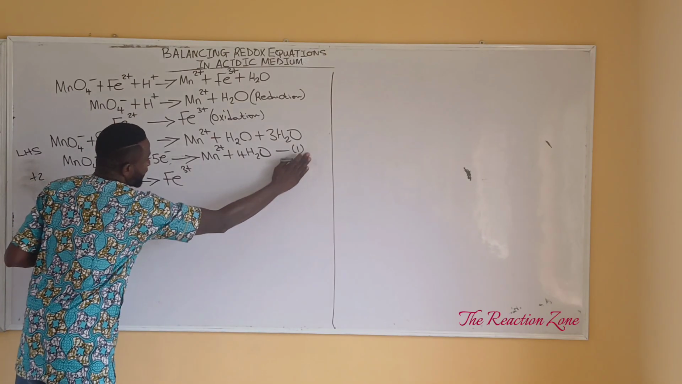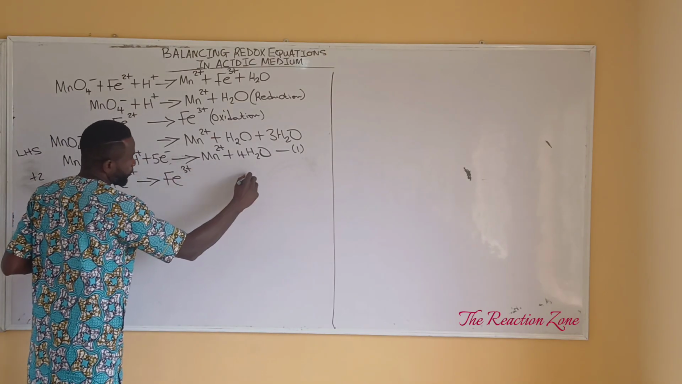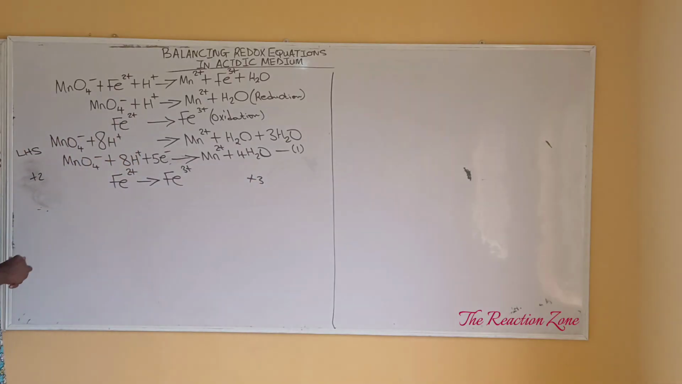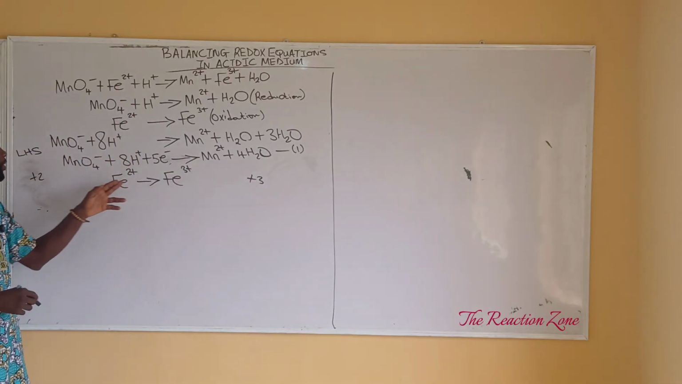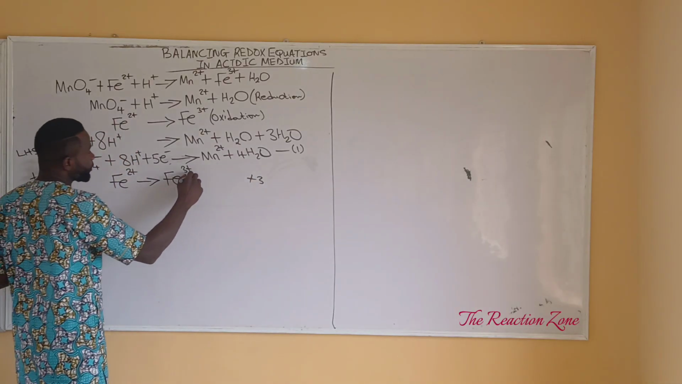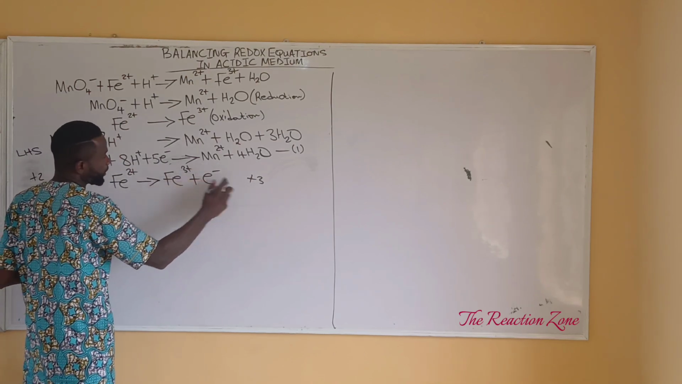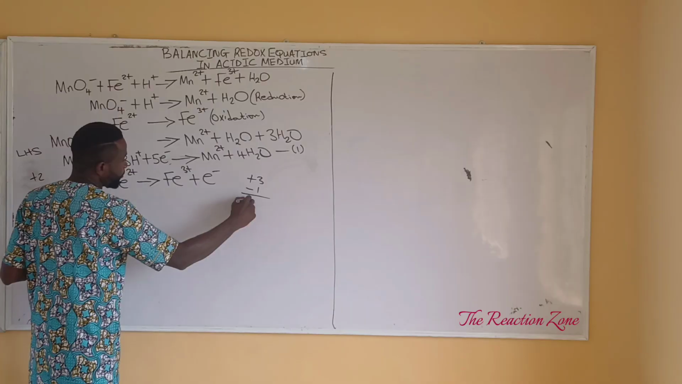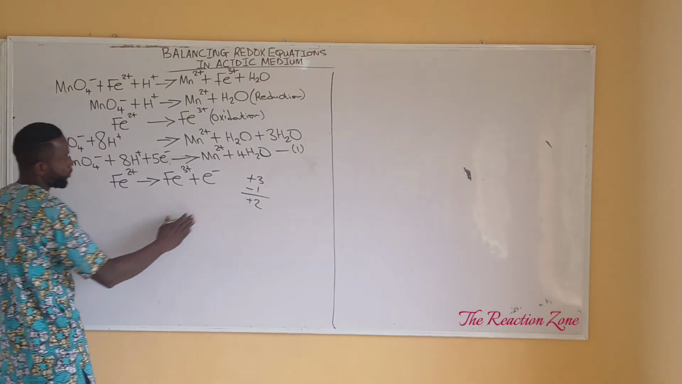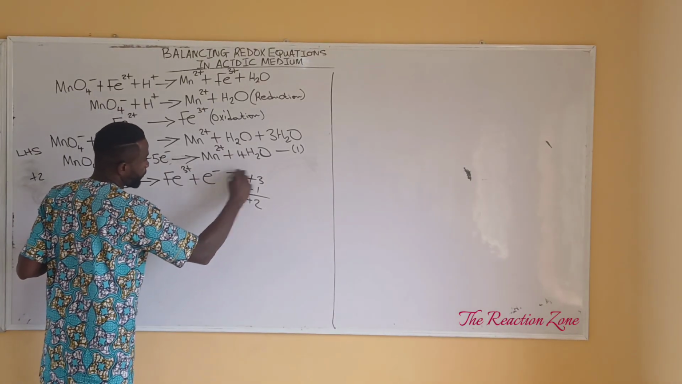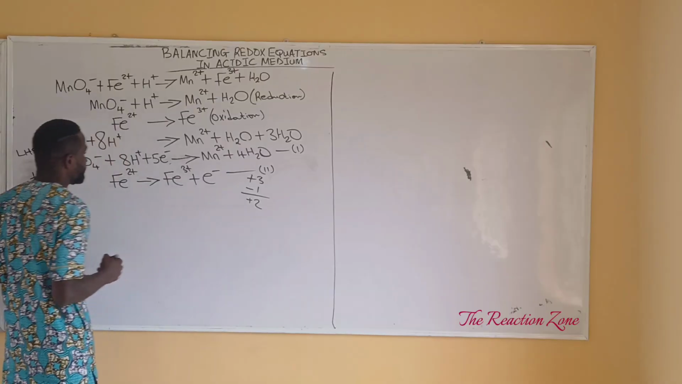On the right hand side here, the net charge is plus 3. So what do we do to plus 3 to make it become equal to plus 2? It is simply to add one electron here. Because when you do, you have minus 1 times 1, minus 1, and the net charge here becomes plus 2. So, this is our equation 2.